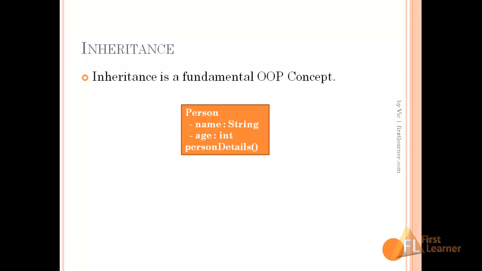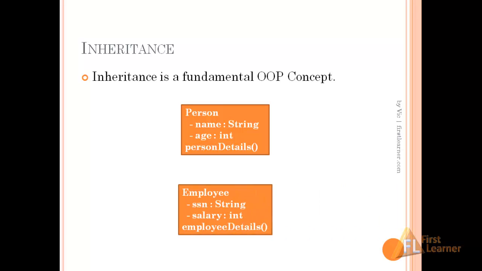And let's have another class which is a more specialized class of the person class, that is an employee class. So this employee class has a social security number, that is SSN of type string, and another instance variable called salary, which is of type int, and a method which will give the employee details.